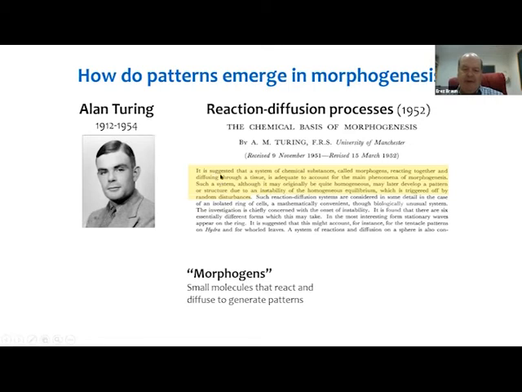So he said it is suggested that a system of chemical substances called morphogenes, so he coined this term morphogenes, for molecules that create patterns together as reacting together and diffusing through a tissue, is adequate to account for the main phenomena of morphogenesis. Such a system, although it may originally be quite homogeneous, may later develop a pattern or structure. Okay, so morphogenes is still a key word in development. These are a set of molecules. And the hunt for morphogenes is not very highly successful. We don't know too many of them, but some of them were identified in different species.